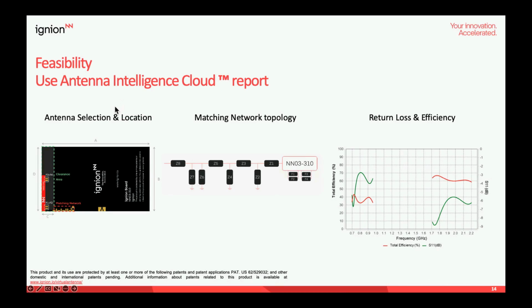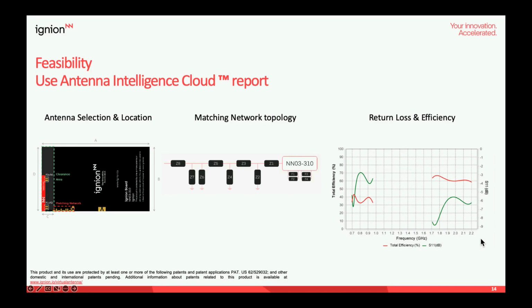Okay, so let me follow our proposed design journey through this example. Let's imagine we want to design a tracker device with a PCB dimension of 100 millimeter length by 50 millimeter width for covering narrowband IoT LTE frequency bands, 700 megahertz up to 960 megahertz in a low frequency region, and from 1.71 gigahertz up to 2.2 gigahertz in a second, high frequency region.